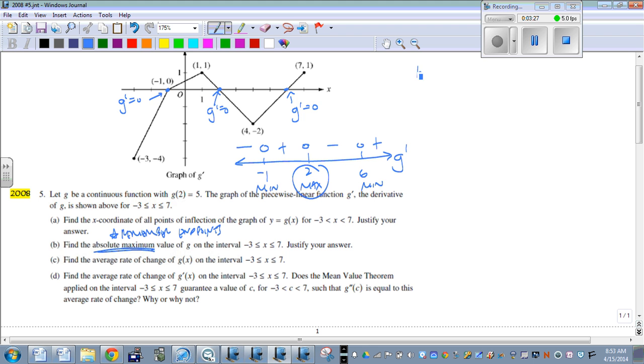So for part B, we're going to need to figure out g of -3, g of 2, right? That's our local max. But hey, look at that one. We lucked out. That was given to us in the directions. It says g of 2 equals 5. So we know our local maximum is at 5. But then we also have to check the other endpoint, g of 7. Those we need to figure out.